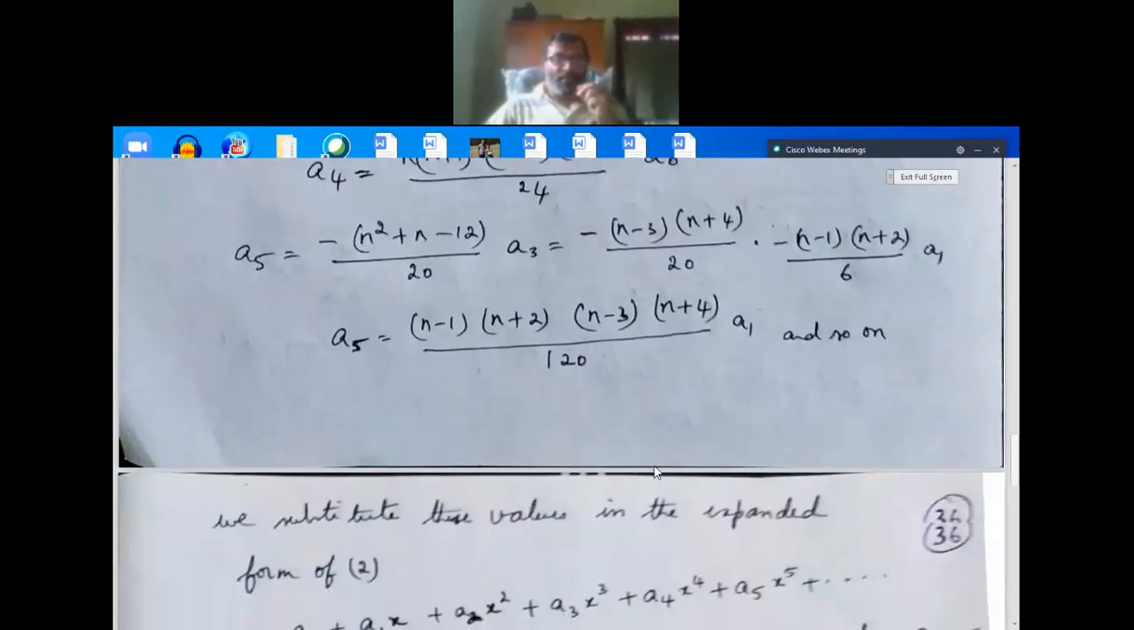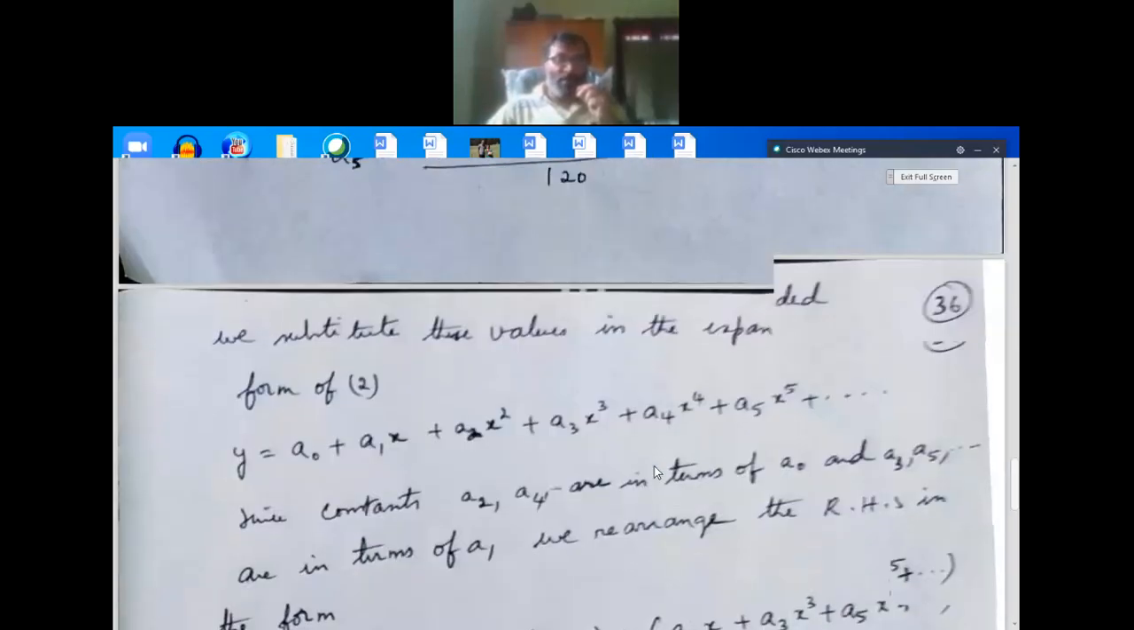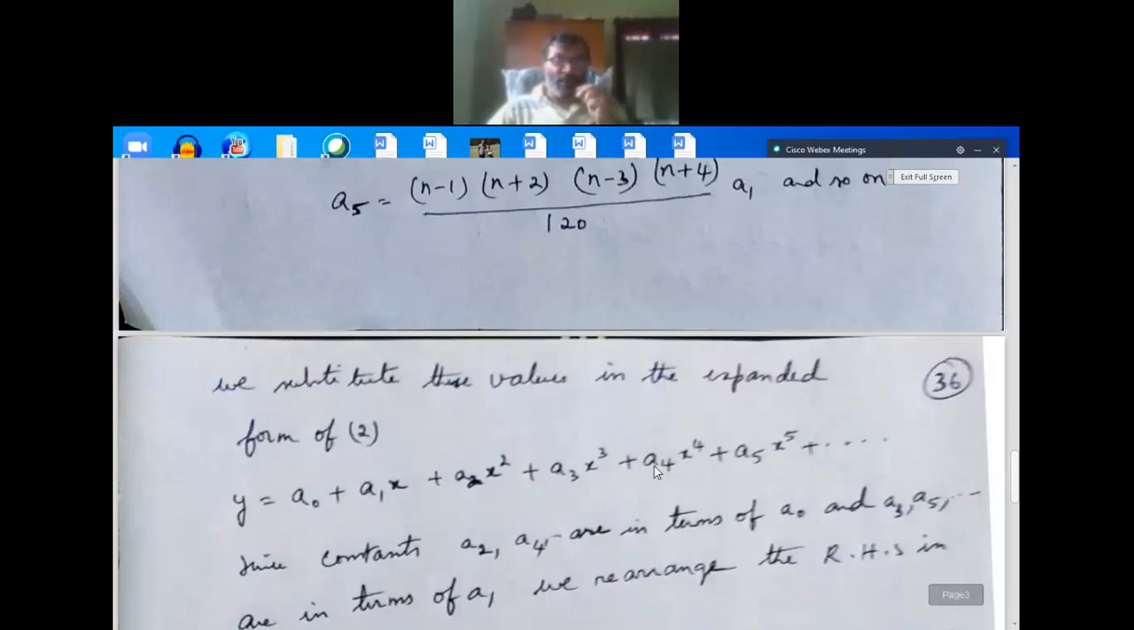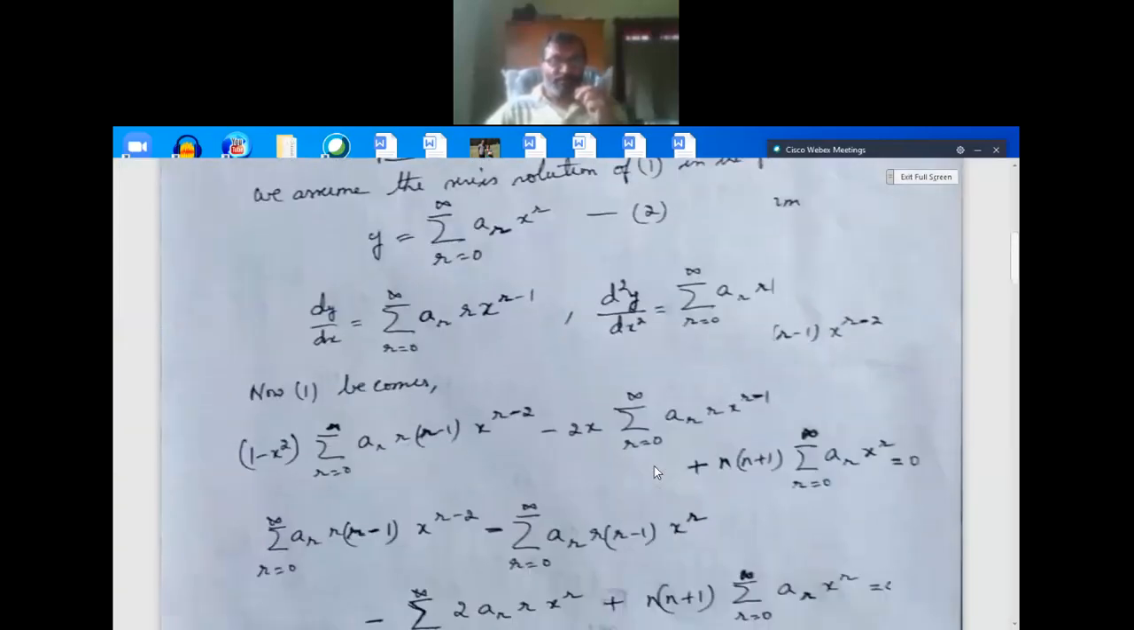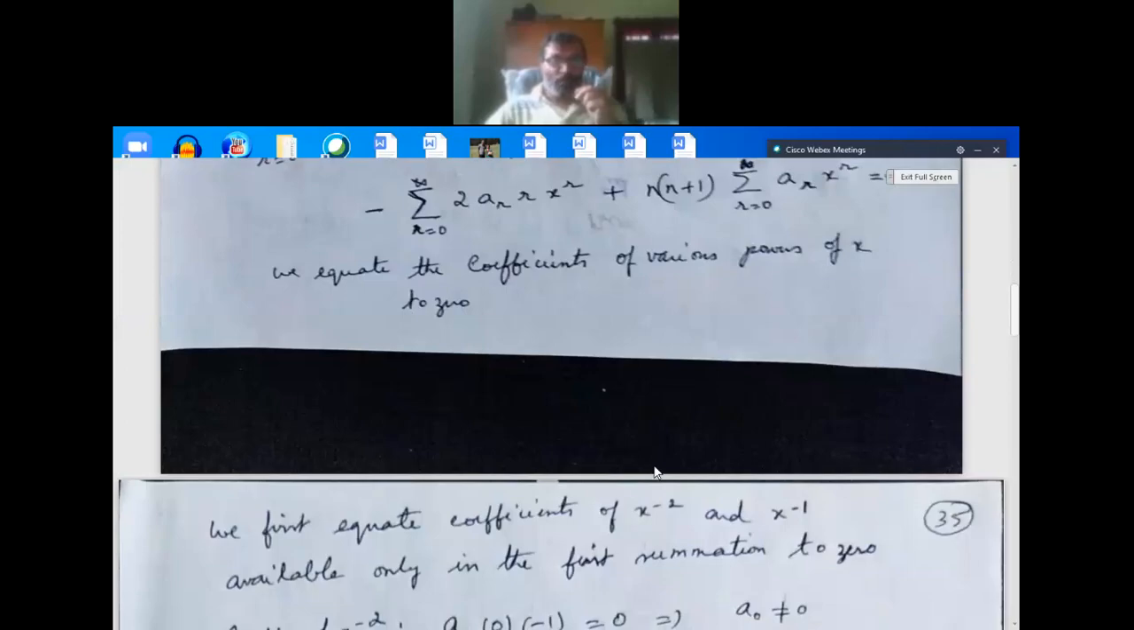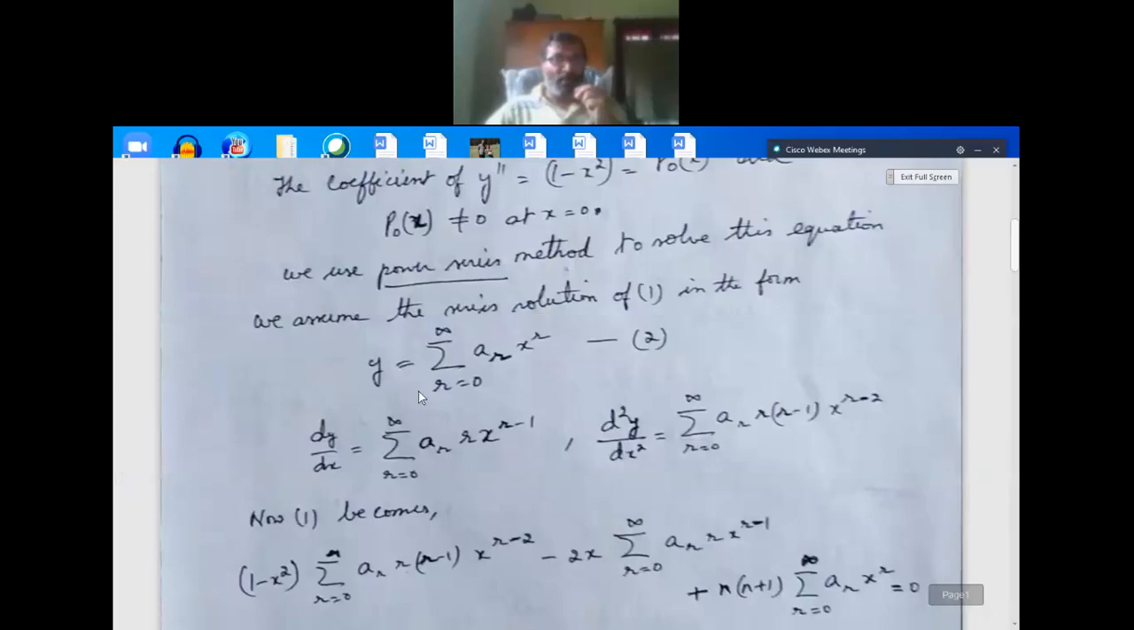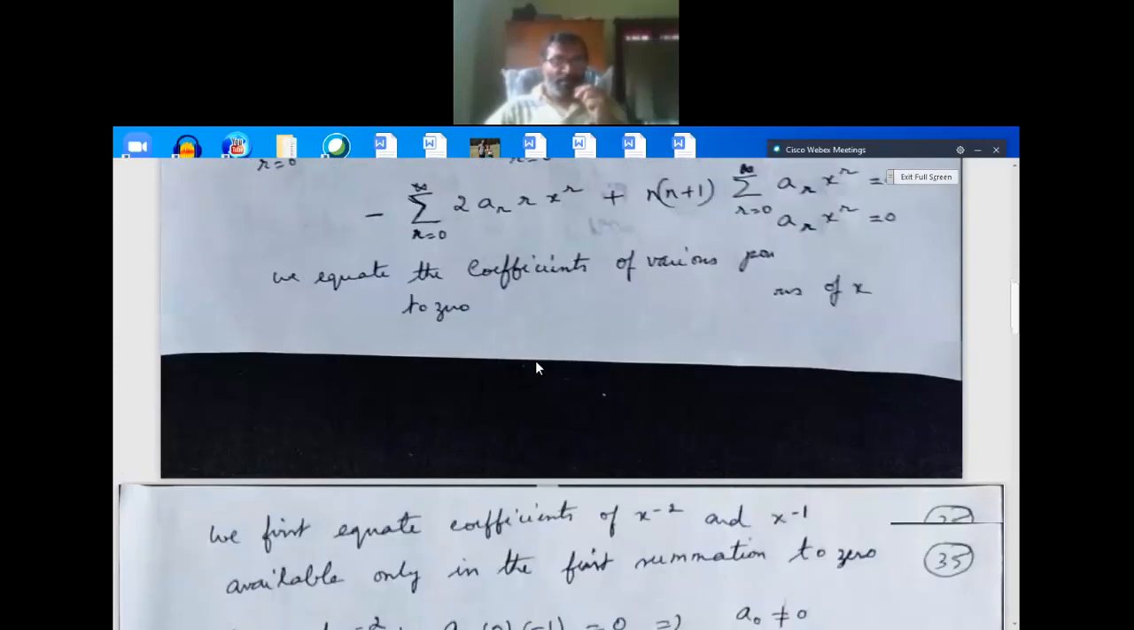Now we substitute these values of a naught, a1, a2, a3, a4, a5, etc. in the expanded form of 2. Expanded form of 2 is there, you'll see. Expanded form, the solution. Where is it? The solution of the equation. See, y is equal to sigma r is equal to 0 to infinity ar into x power r. We expand it. You know how to expand.